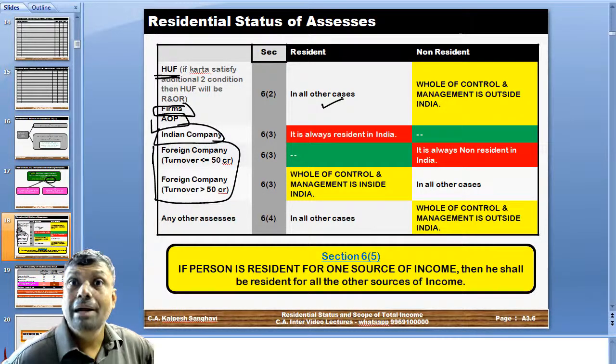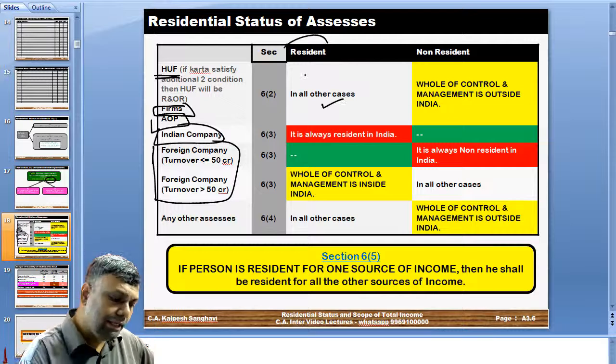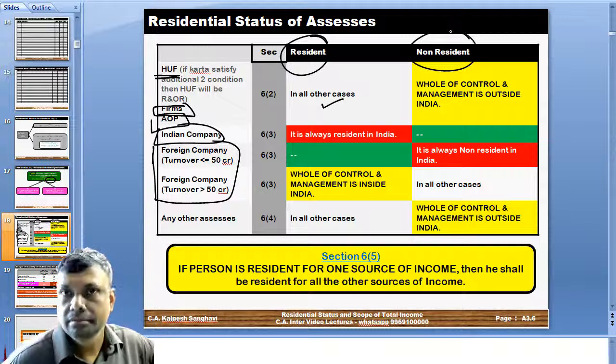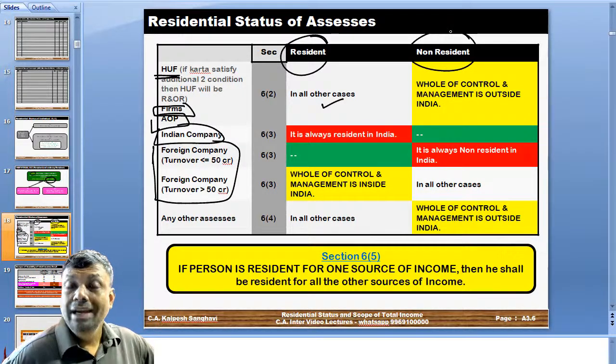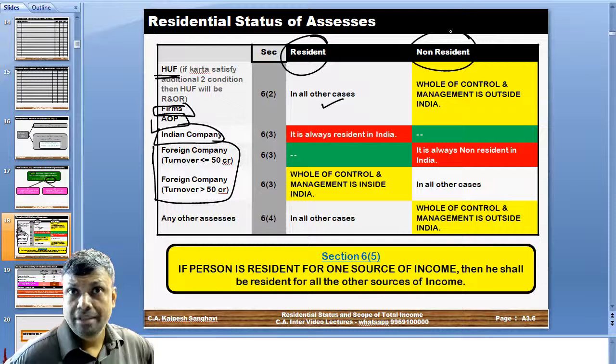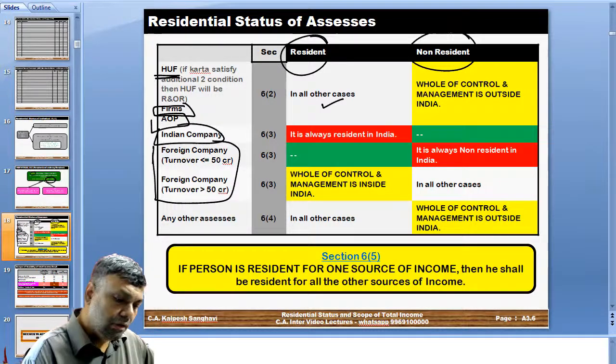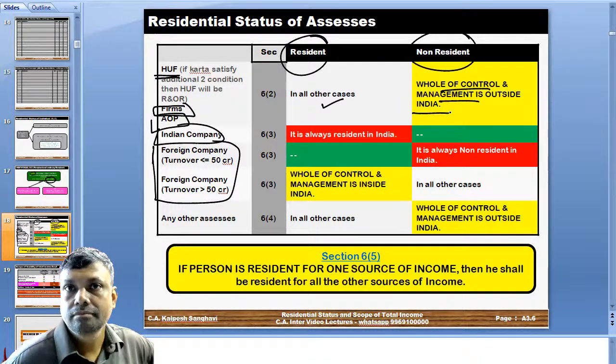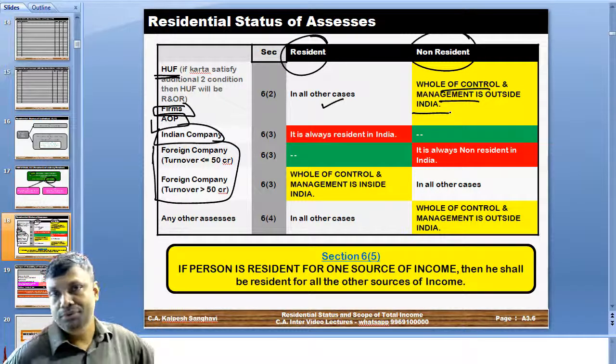But the partnership firm does not have three statuses. They have either resident status or non-resident status. They don't have three statuses, friends. They have only two statuses. That means either you are resident or you are non-resident, depending upon the test of control and management. In other words, they don't have any additional conditions.